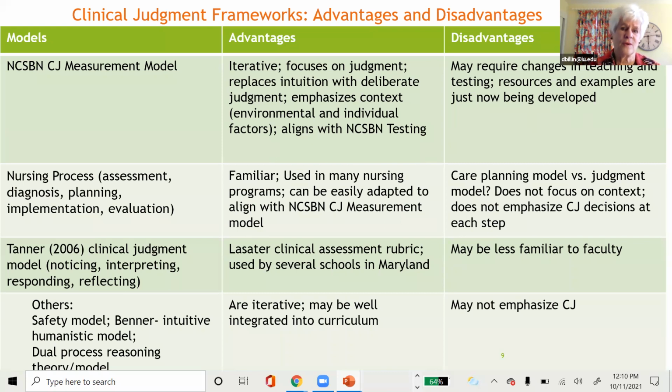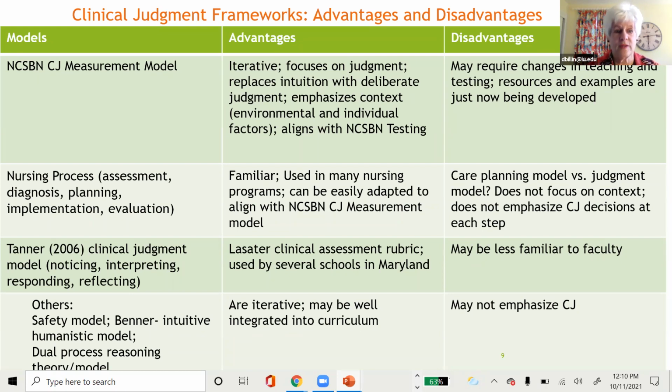And the one thing though to think about if you're using the nursing process is that it really was originally designed as kind of a care planning model, and it doesn't emphasize the judgment steps so much. But it's not difficult to put the judgment steps in after each step of the nursing process to ask the questions about what decisions did you make, or what judgments did you make at each of these steps. So there's two of them that seem doable.